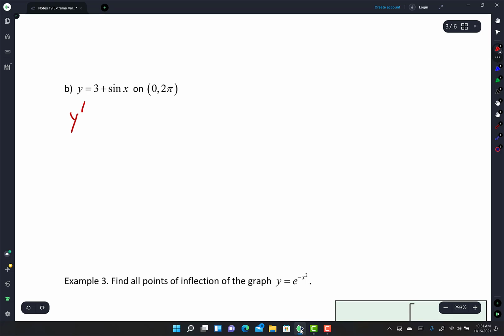I'm going to take a derivative. What's the derivative of sine x? I'm going to take another derivative, y double prime. What's the derivative of cosine x? I'm going to set that equal to 0. Now, by definition, I have to tell you this.